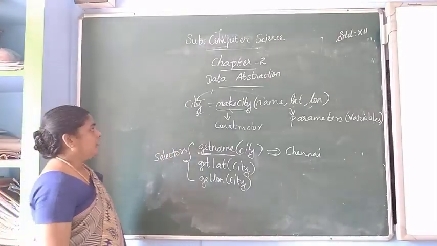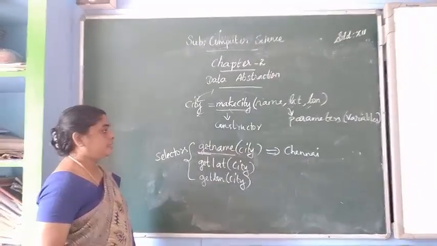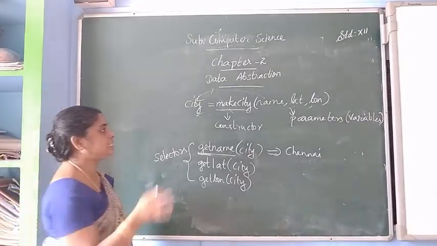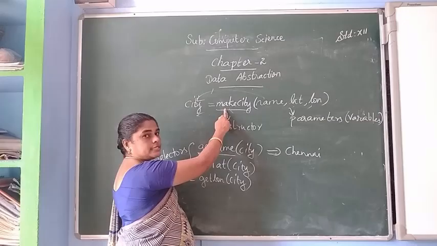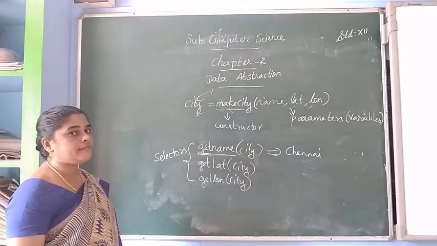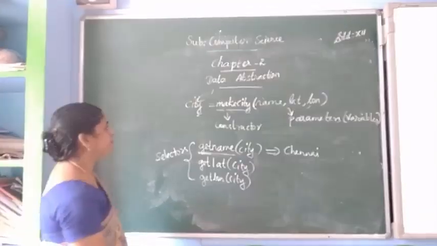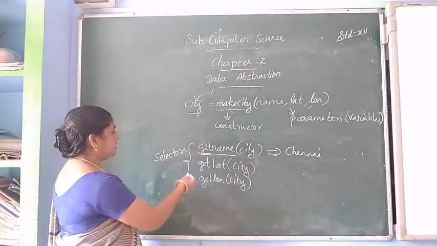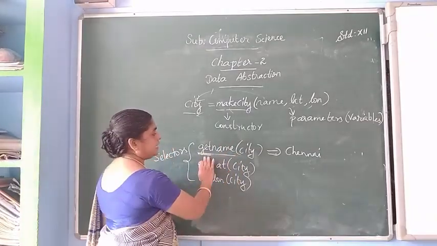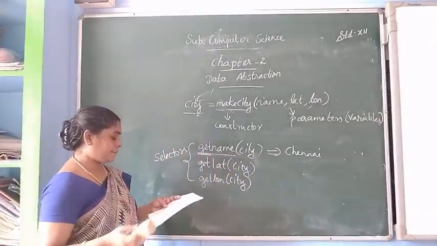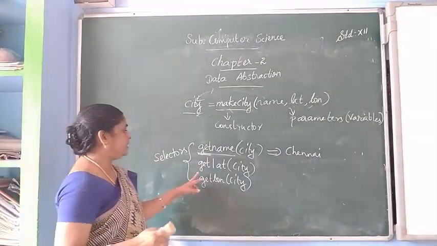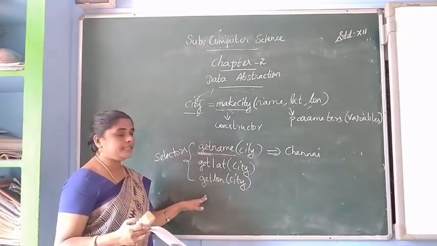Now have you understood constructor and selectors? Any doubt? Constructor means only constructing a program. Here in this example, make city is the constructor. Inside the parenthesis, three variables are given. These three variables are known as parameters. Next, for the selectors example, we have to gather the information, that is get name. Get name of city, so we will get the name. Here we need the latitude. Here we need the longitude.